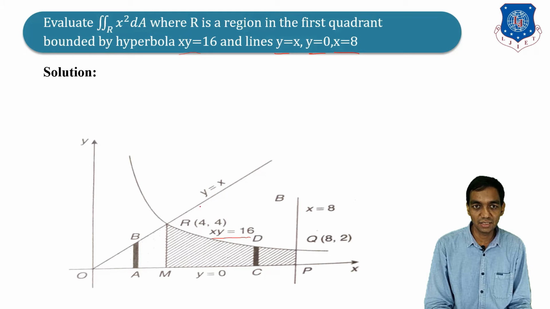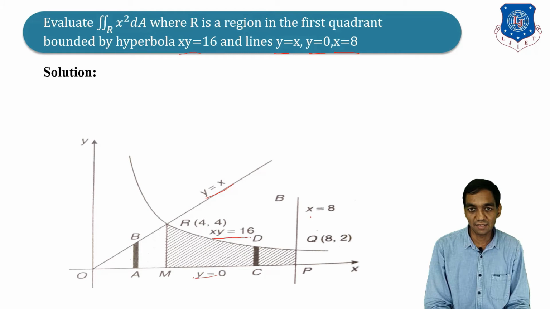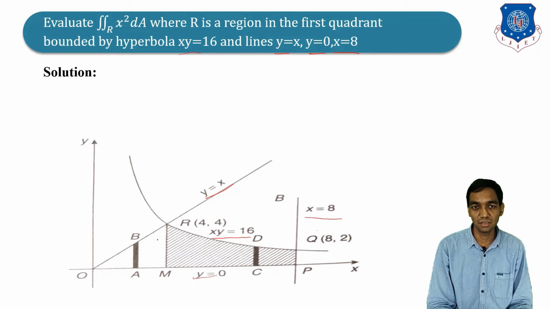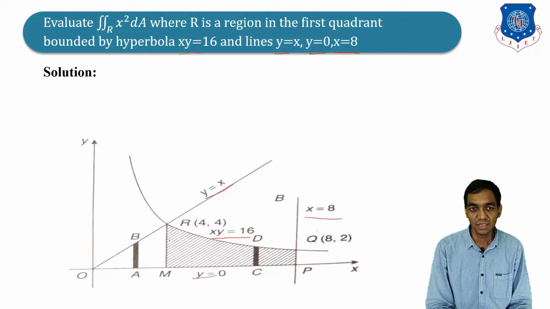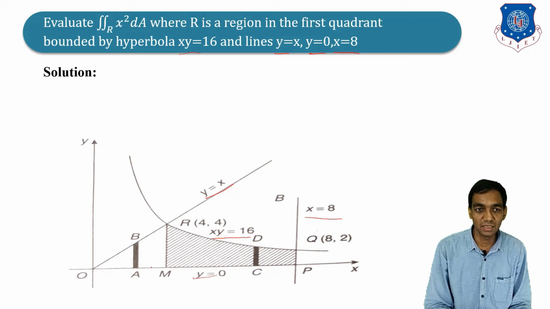In the same manner, the line y is equal to x is a 45-degree line. If you are starting with y is equal to 0, then it is nothing but your x-axis. And the last curve is x is equal to 8. So the first thing you have to do is draw all these curves. First, xy is equal to 16 is a hyperbola in opposite quadrants, so it is in the first and third quadrants. Then we have drawn the y is equal to x line, that is a 45-degree line. Then we have drawn y is equal to 0, which is already the x-axis, and x is equal to 8. Then you have to find all the intersection points.